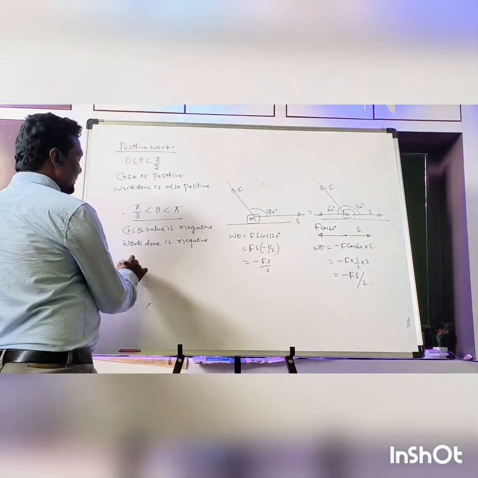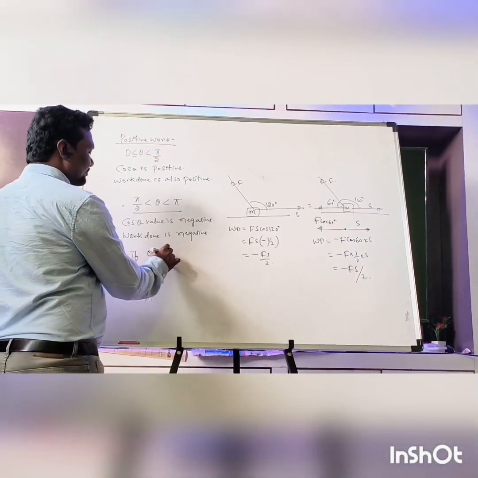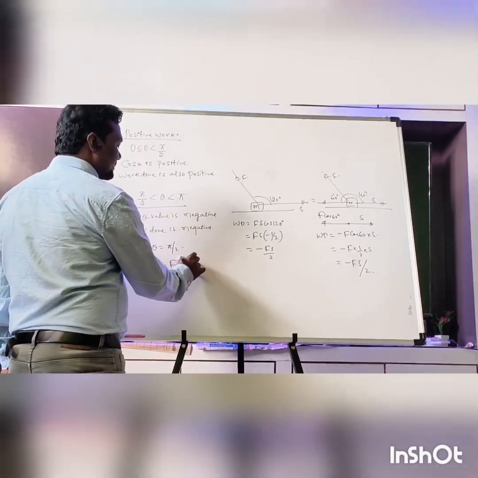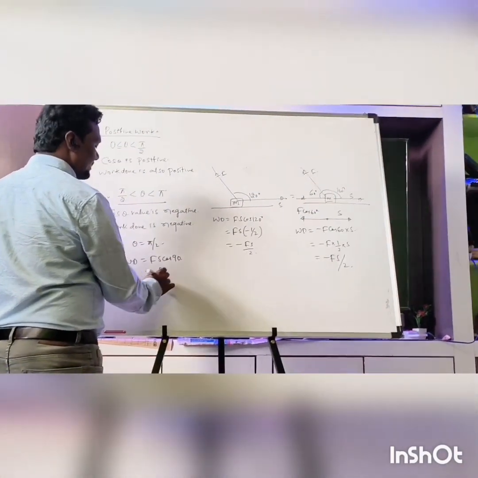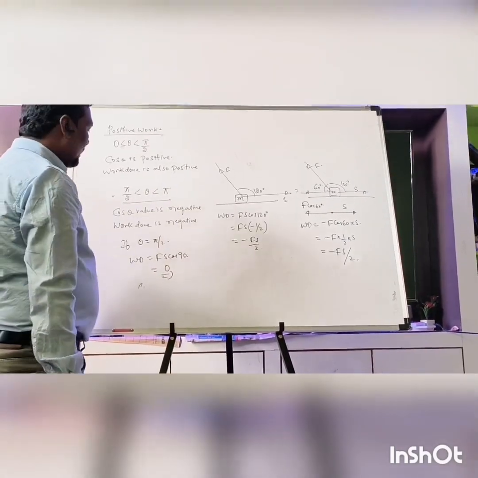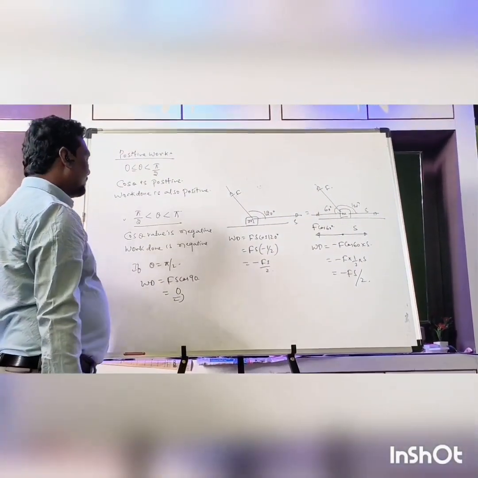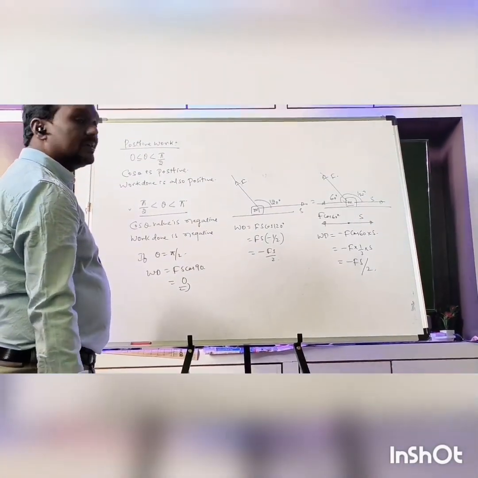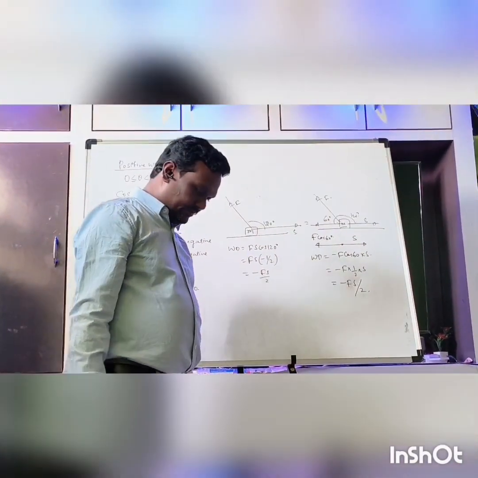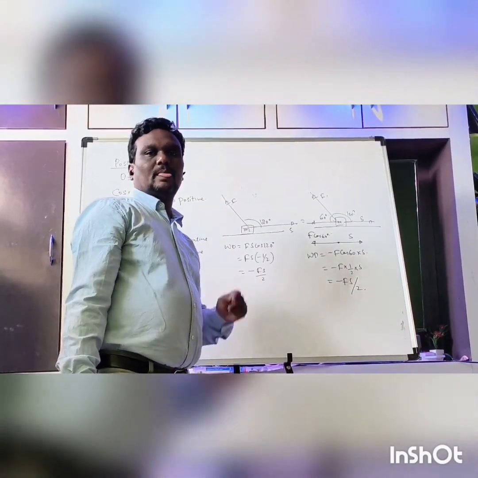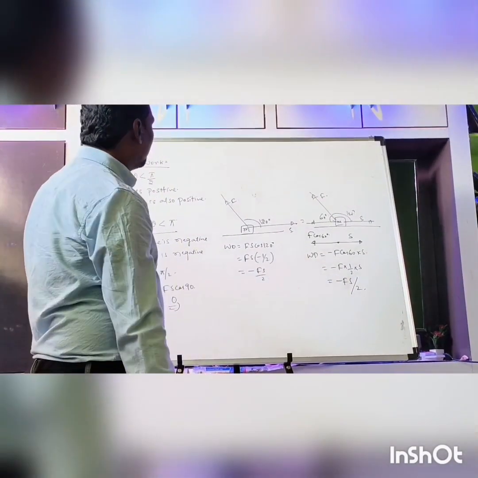So if theta is equal to pi by 2, work done is equal to Fs cos 90. What is Fs cos 90? Which is equal to 0. So work done is equal to 0 if theta is equal to pi by 2. So these are the three types of work: work is positive, work is negative, and work is 0.